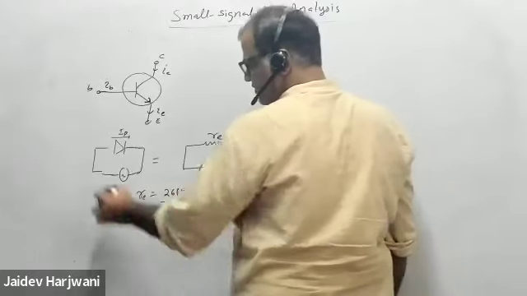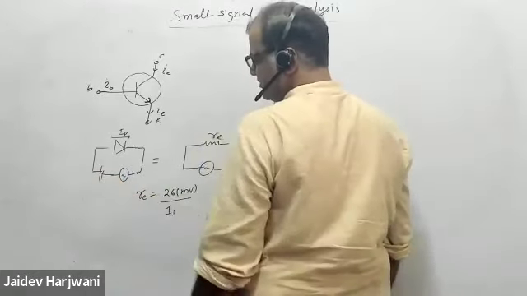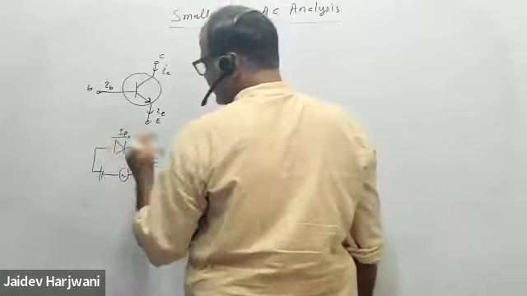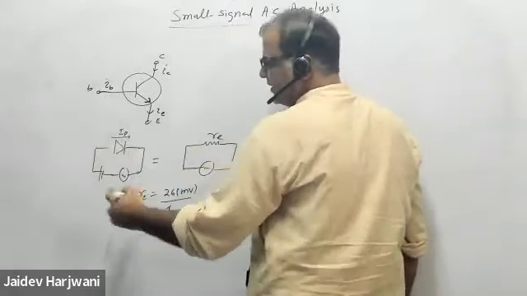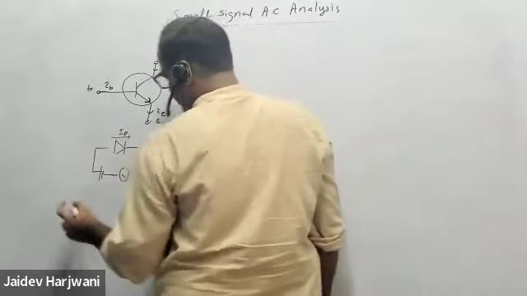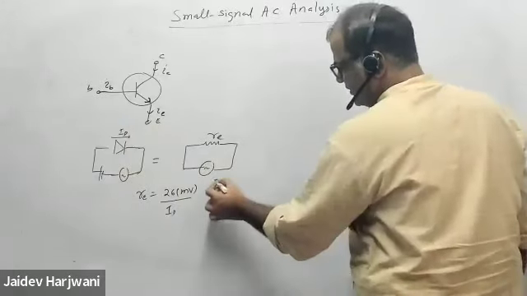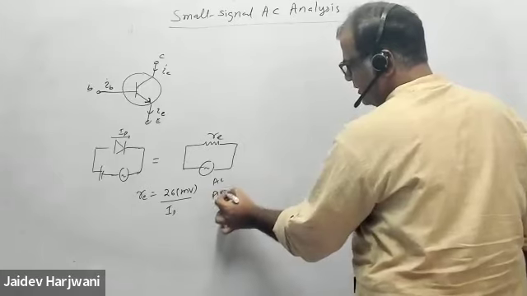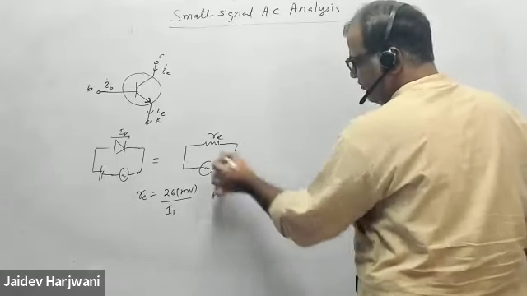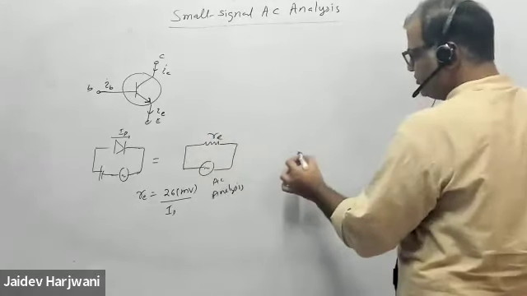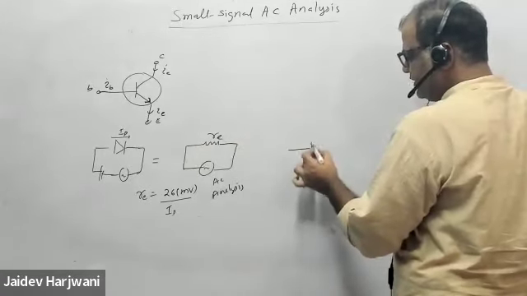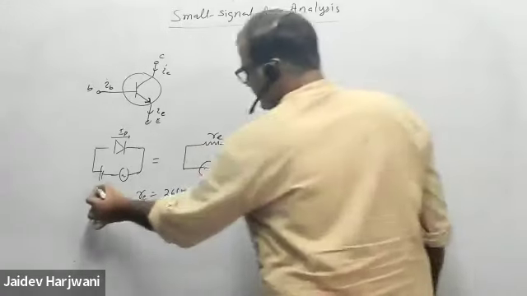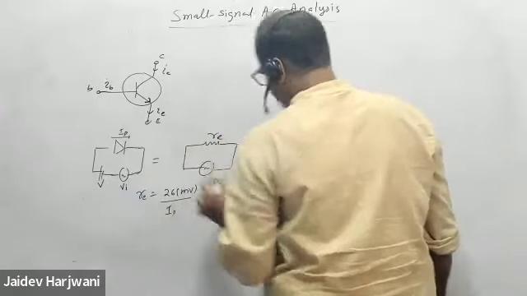Whenever two sources are there, first you will do the DC part. This is the AC part. This is AC analysis. And before you do AC analysis, what are you supposed to do? You are supposed to do DC analysis. This is the battery, this is the V input.